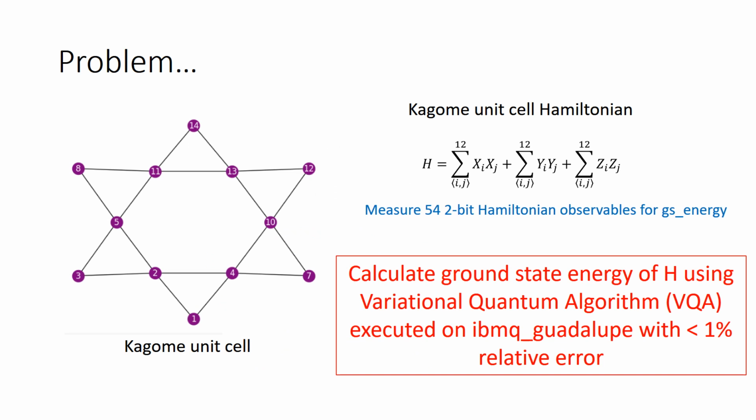A 12-site lattice Kagome unit cell has 54 Hamiltonian terms, which should be measured on a circuit, a state preparation circuit, such that the average value of those 54 observables should be within 1% of the actual ground state energy, that's minus 18. The main strategy to achieve a very accurate ground state energy involves the use of what I call truncated ansatz.